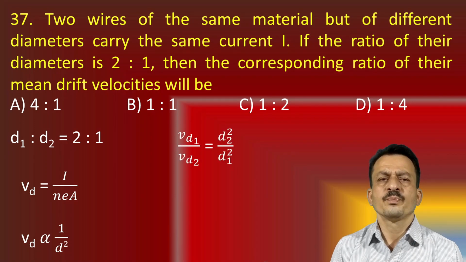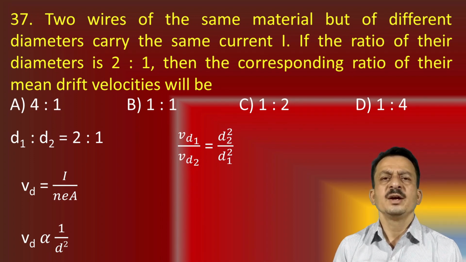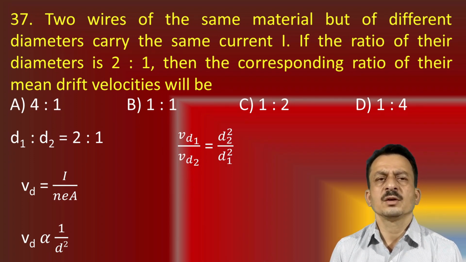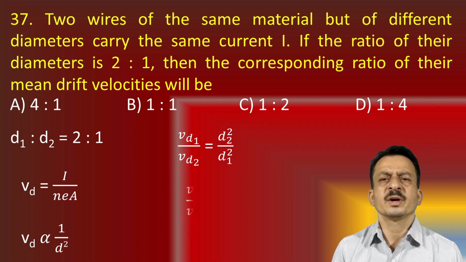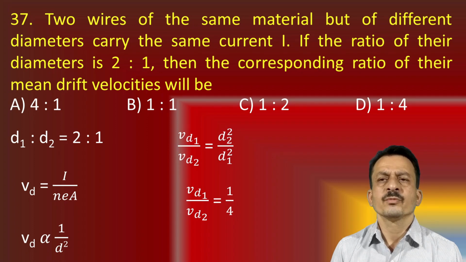Now writing for the two cases, Vd1 divided by Vd2 is equal to d2 square by d1 square. d1 by d2 is 2:1, but d2 by d1 is 1 by 2 whole square. 1 by 2 whole square becomes 1 by 4. Therefore, D is the right answer here. Next problem.